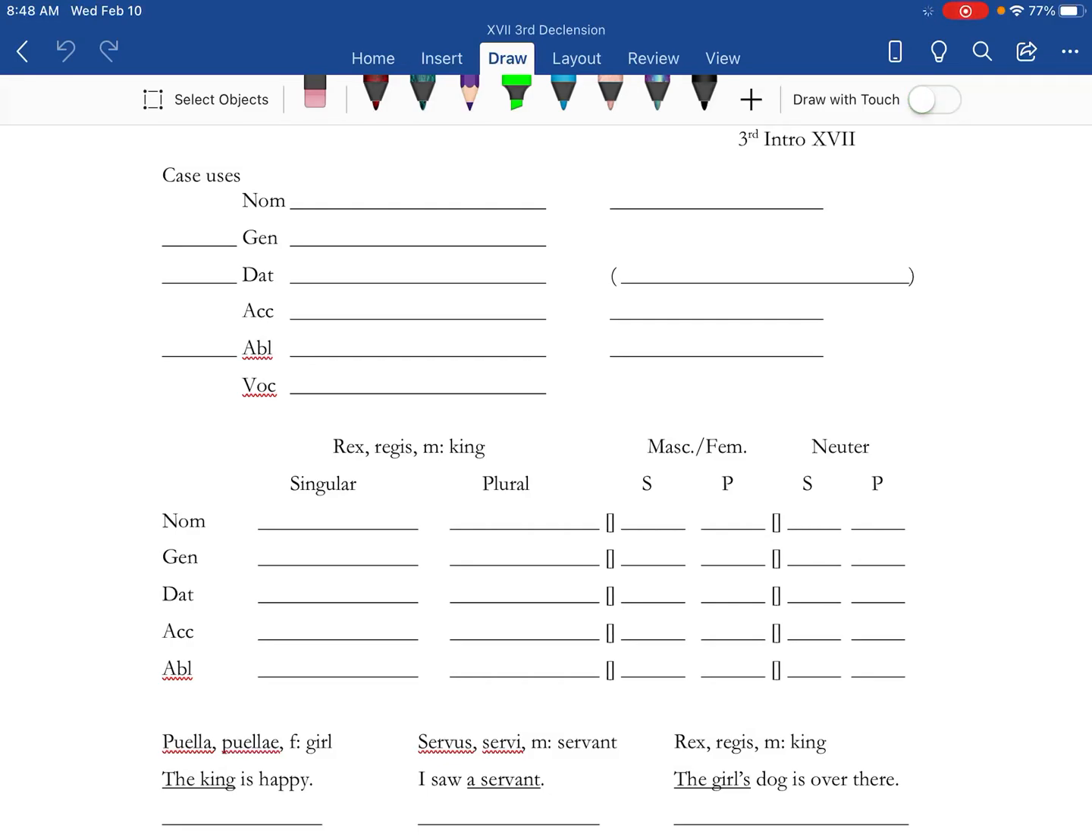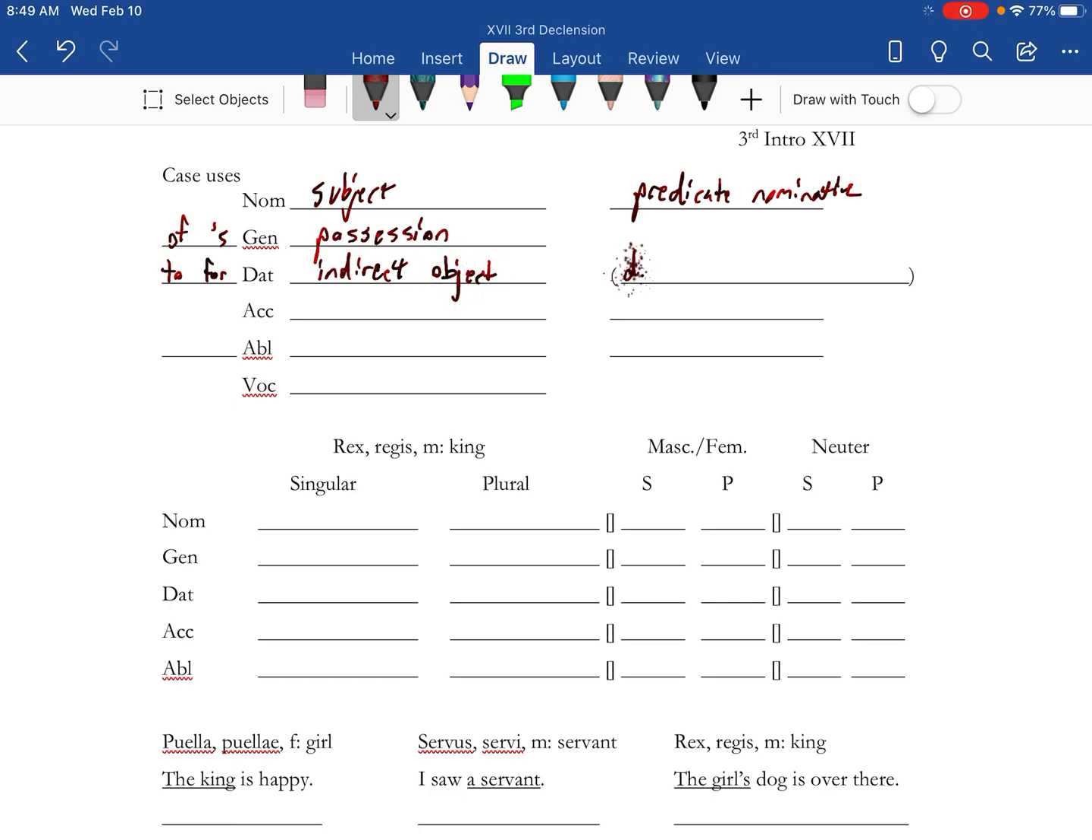All right, we're working on third declension in lesson 17. So we're going to do a quick little review of the cases. Now, nominative can be either your subject or your predicate nominative. Genitive shows possession, of, apostrophe s. Dative, usually it's 2 or 4, and this usually is your indirect object.